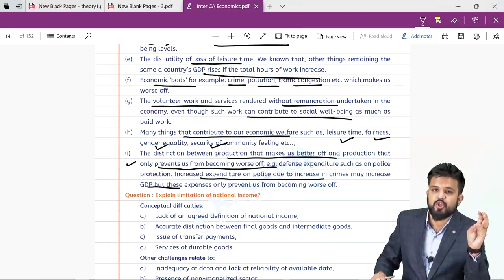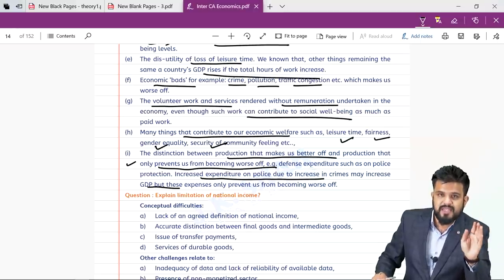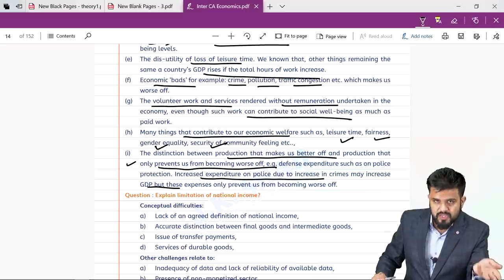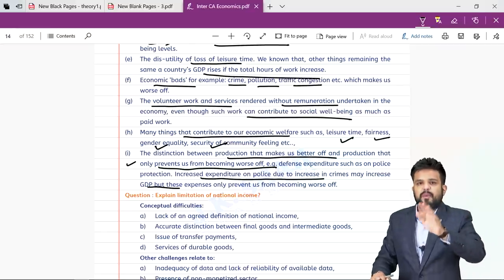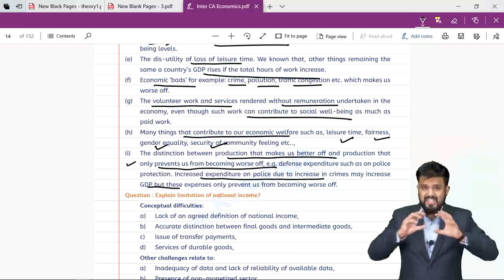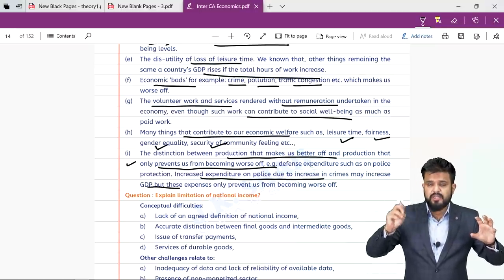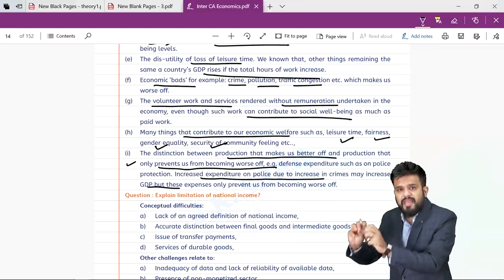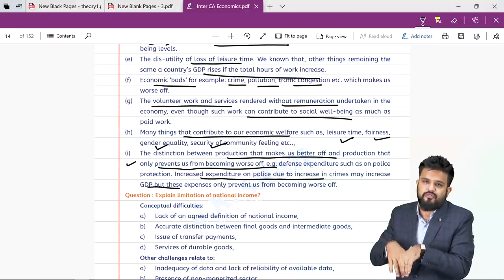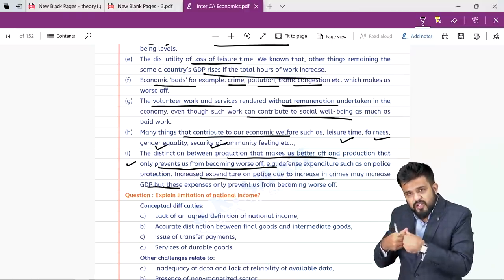Hey, no one likes to go to a court. No one would prefer to meet a policeman. No one would like to get admitted in the hospital. But since we don't want to make things worse, we want to get it rectified, get it cured, get it resolved. So we approach. So such services, police, defense, hospitals, court, they just prevent people from making situation worse off. They will reduce that worse off situation.